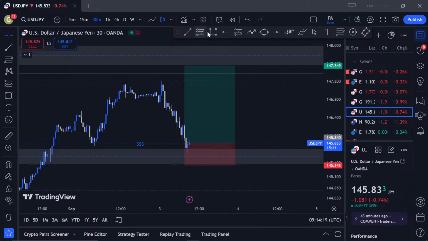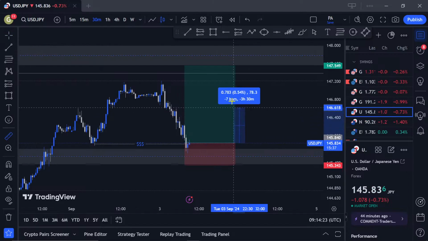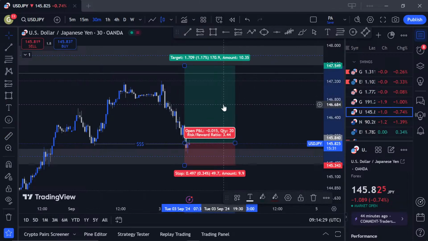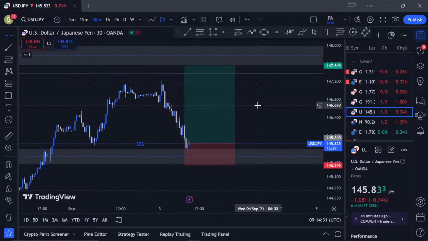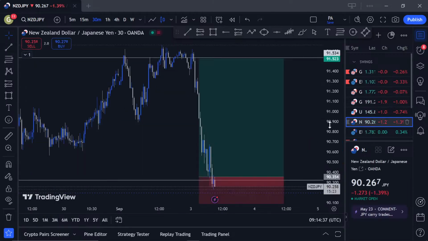So let's look at how many pips we are targeting if we take the trade from here. That's about 174 pips. So that's a risk to reward of 1:3.4. So this is a good target on UJ. Now let's move on to the next, which is New Zealand Japanese yen.